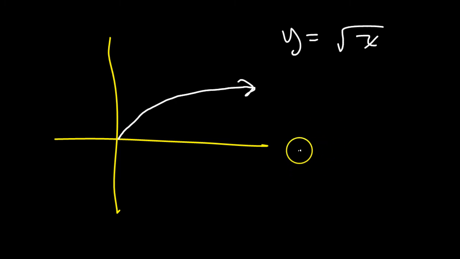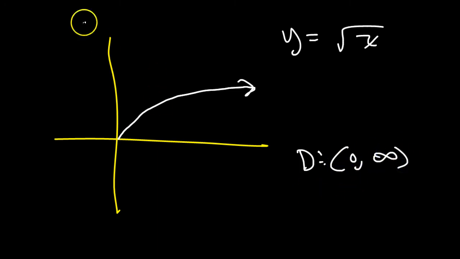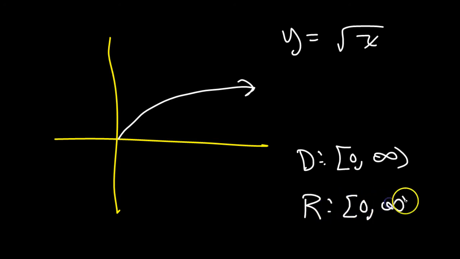And of course the domain, which is x values, would be from 0 to infinity. You know what, let me put a bracket on that, because it can actually be 0, so that's cool. The range would also be 0 to infinity, because it's the y values, but it starts here at 0 and goes up. So it's just a matter of shifting this thing around.